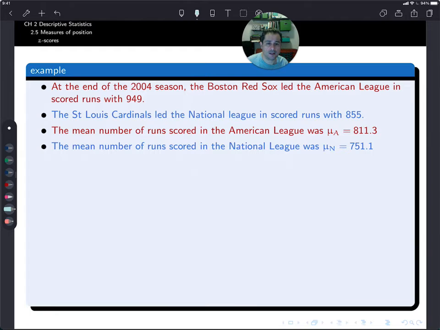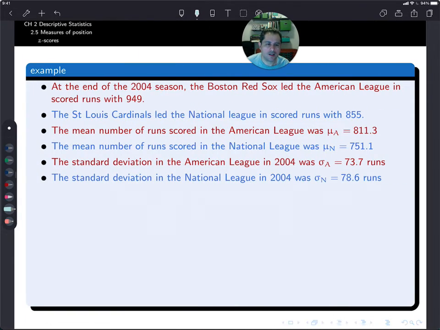I painted it red and blue. In the American League, the red, the mean, which I call mu A, was 811, while in the blue, the National League, the mean was 750. Again, it's kind of normal for that to happen because the National League has fewer offensive players. But the important thing is how far the teams are from the mean of their own league, right?